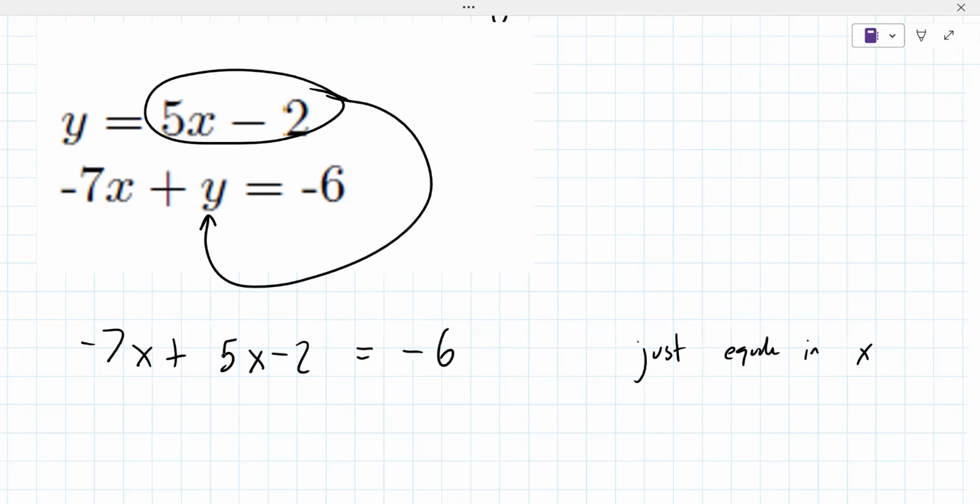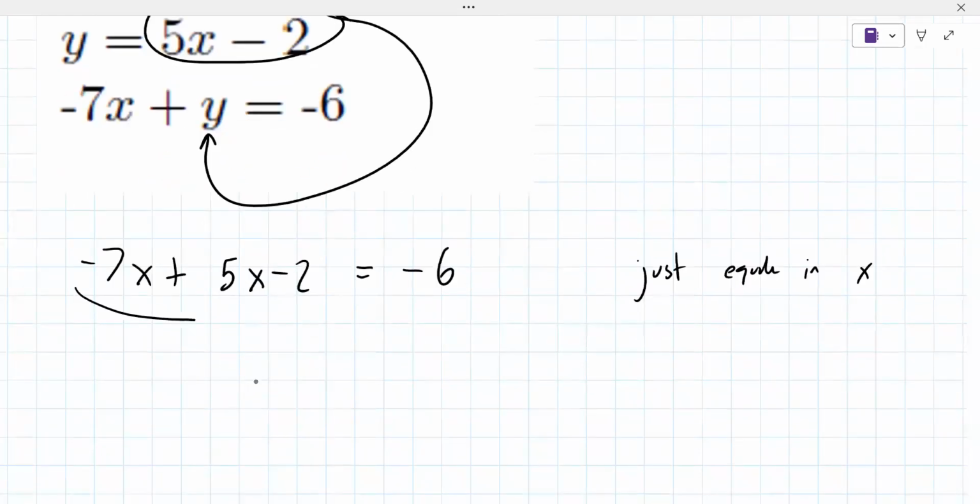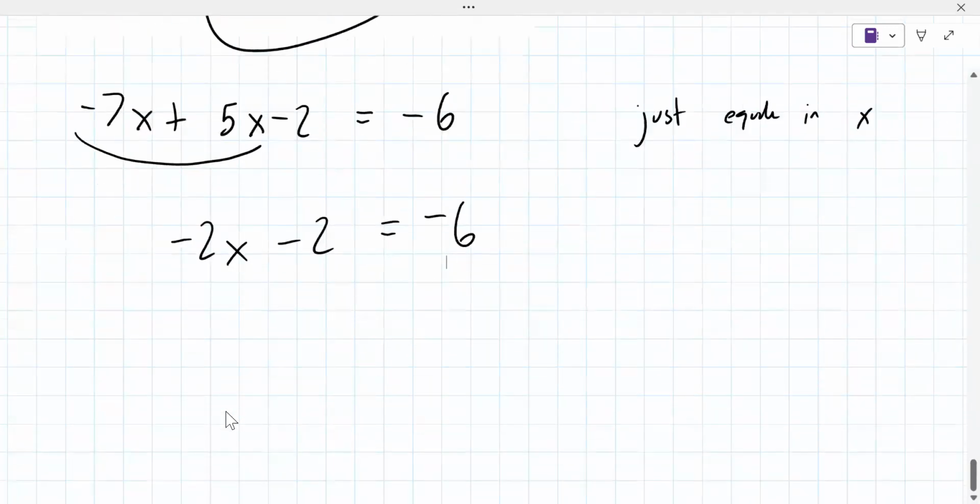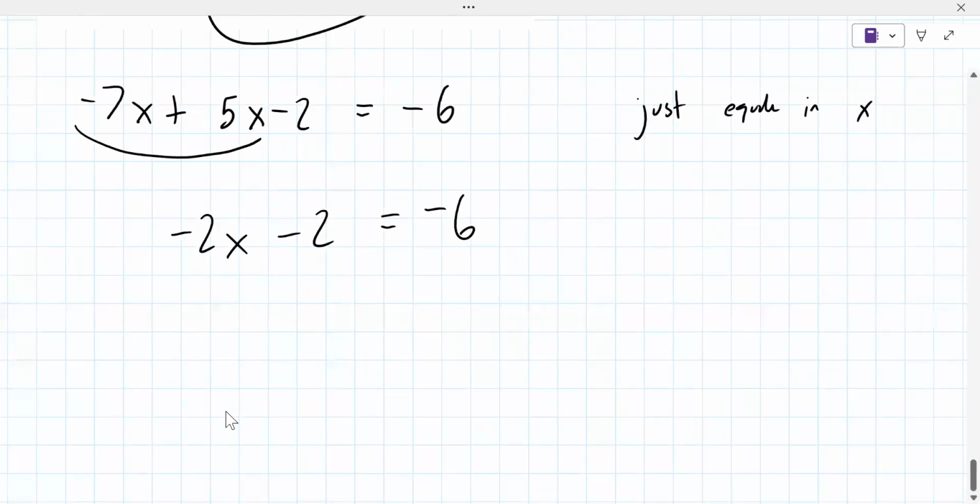So we got -7x plus 5x. What does that become? -2x. -2x minus 2 equals -6. Okay. Why don't you solve it from here for X for me, please?